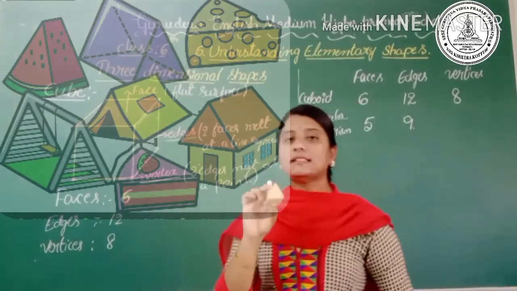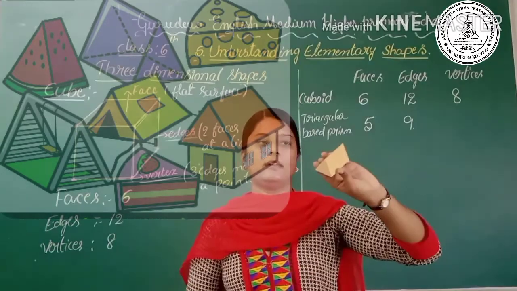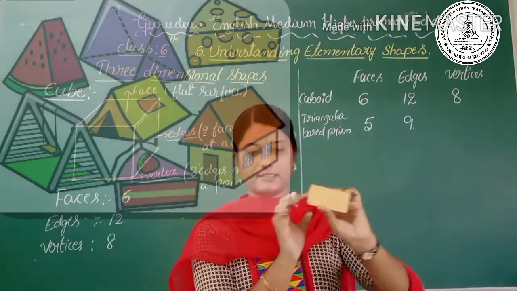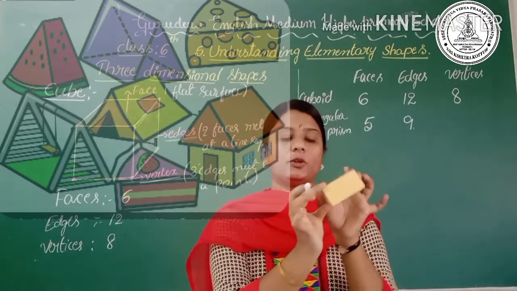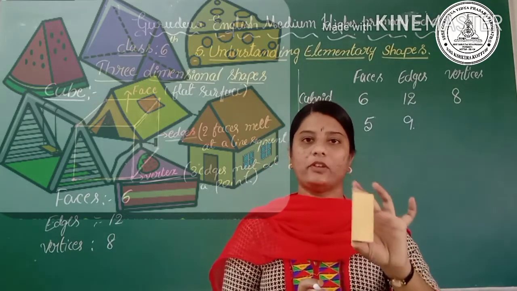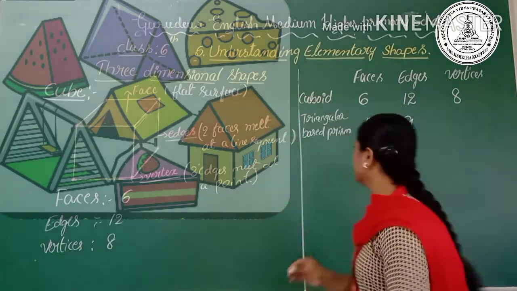Then how many vertices are there here? Yes. It has 6 vertices points. Why? Because a triangle has 3 vertices. So here there are 2 triangles. So this triangular based prism has 6 vertices points. Yes.